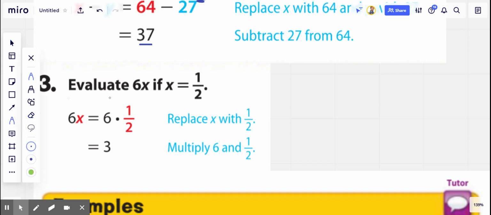So just a refresher, whenever we multiply whole numbers and fractions, we can turn this whole number into a fraction because that's going to be 6 over 1, and then we just multiply numerator to numerator, denominator to denominator. So that's 6 over 2, and that's an improper fraction. So if we divide 6 divided by 2, that's going to equal 3, and so that's how they got the answer 3.